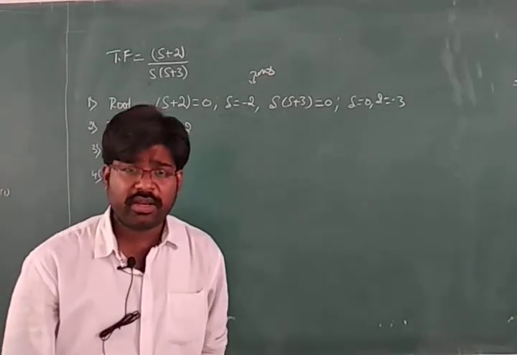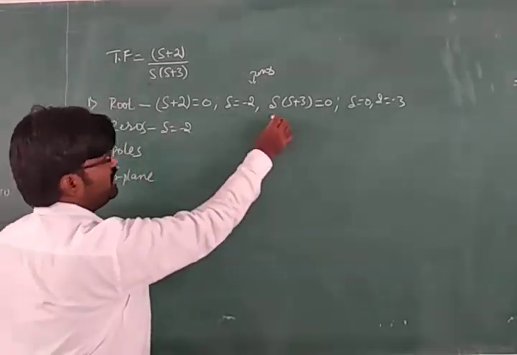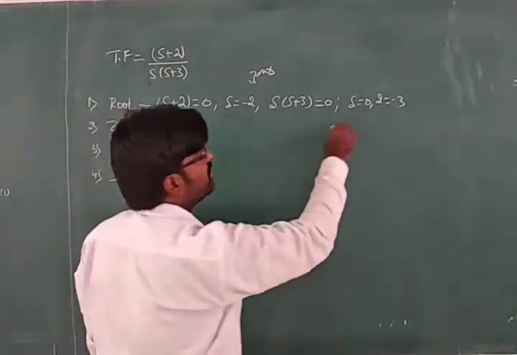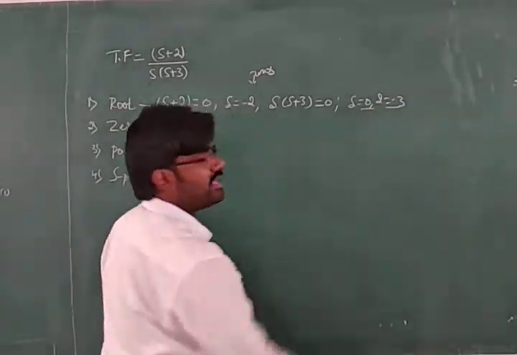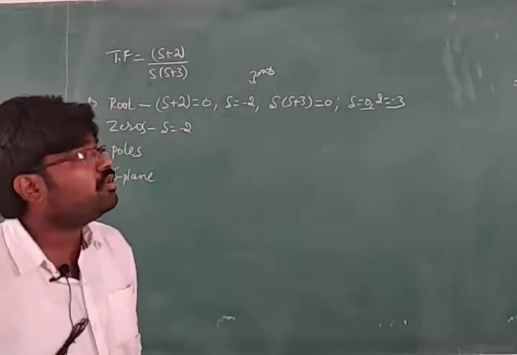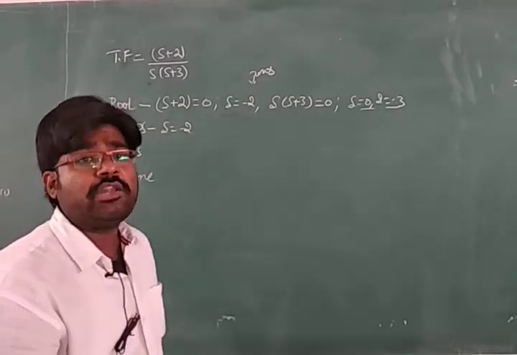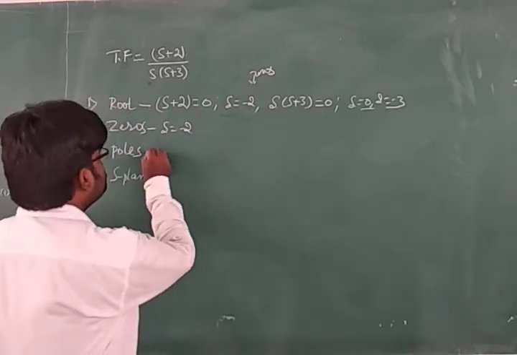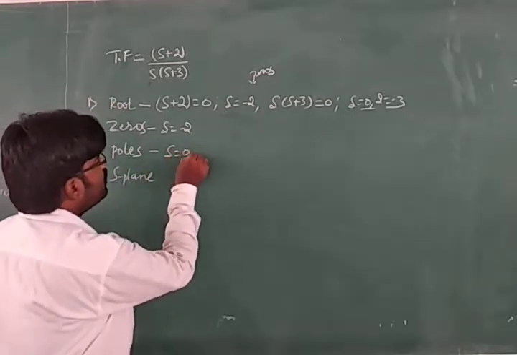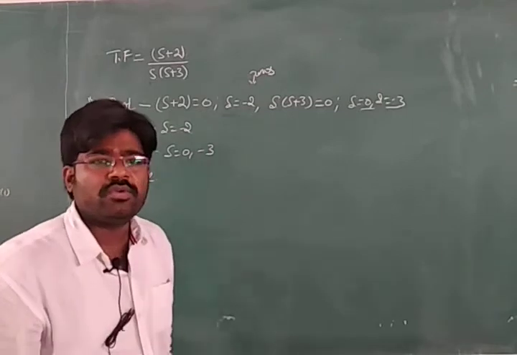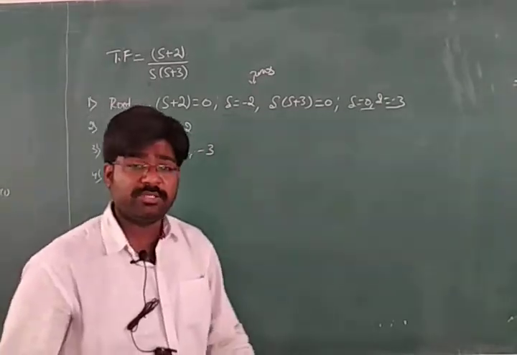Roots of the denominator are called poles. Here, how many roots are there in the denominator? Two roots: one at s equals 0, another at s equals minus 3. So poles are defined as the roots of the denominator. So poles are nothing but s equals 0 and minus 3. Understood? What is zero? What is pole?